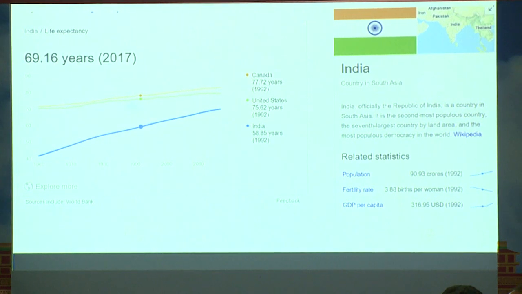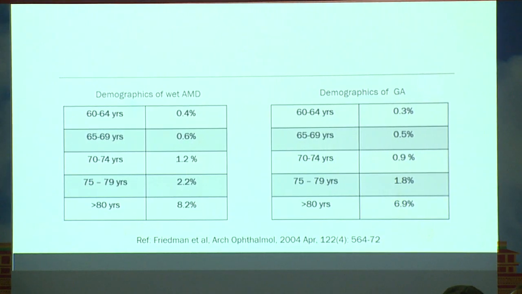Now let's look into the life expectancy of a person in India. It is around 70 years. Now let's look into the demographics of wet AMD and geographical atrophy. Up to 80 years, it is just 2.2% for wet AMD. For geographical atrophy, up to 80 years it is just 1.8%. So why deprive 98% of the patients of multifocal IOL? That's again a debatable question.